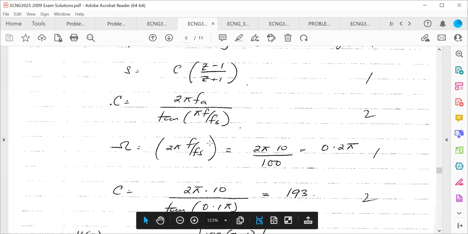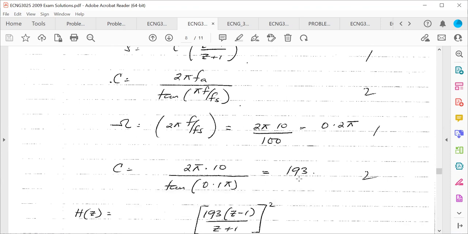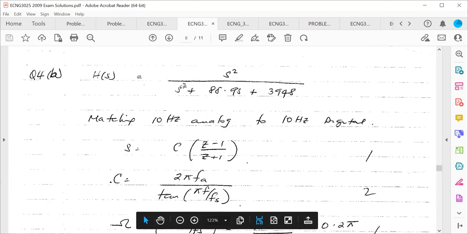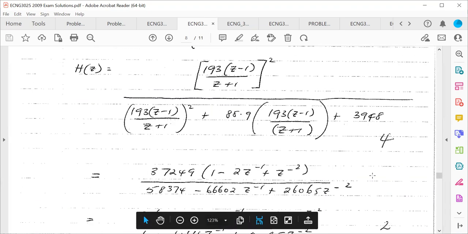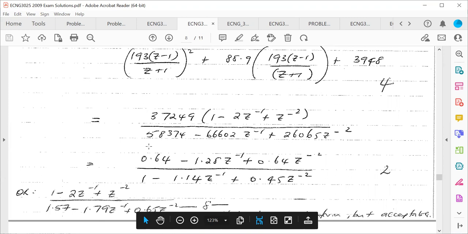If you do that, you will get that C is 193. Some people responded with 2 pi FA over tan 0.5 omega. You will see that in the notes. However you want to remember it, remember C. Up to you. Once you do that, you calculate C is 193. So H(Z) is going to be, wherever I have S in here, 193 times Z minus 1 over Z plus 1, all of that. So I substitute it inside of here, and then simplify it down without making any mistakes. You should end up with something looking like this.